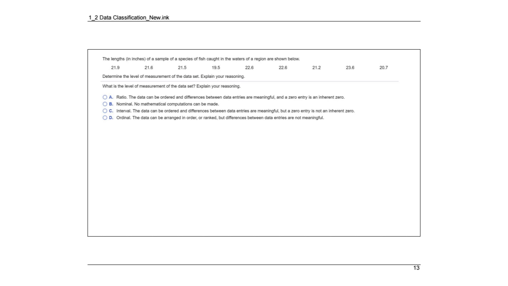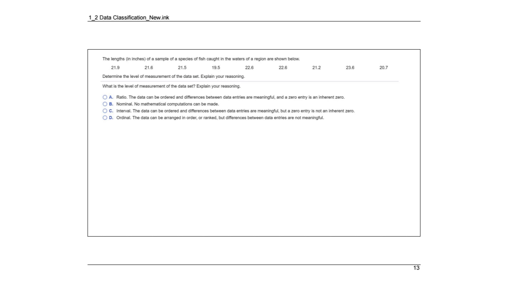Okay, let's look at a few examples. So these are the lengths in inches of a sample of species of fish caught in the waters of a region. They are not ranked. They could be ranked, but they're not ranked. So we're not going to worry about that. They're not words. They really are numbers. We could compare them, right? We could put them in order and compare the smallest fish to the largest fish.